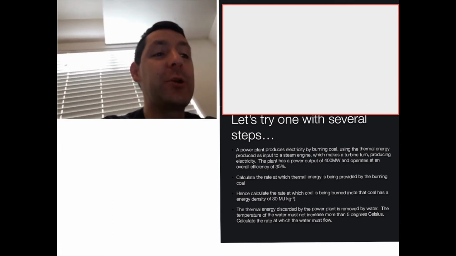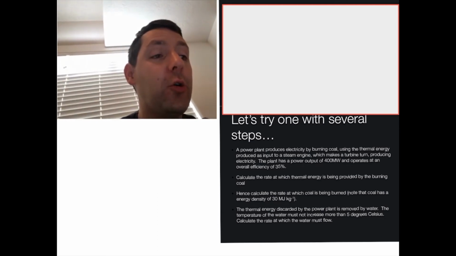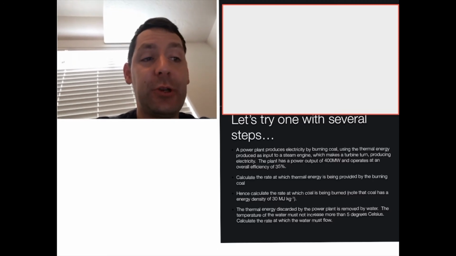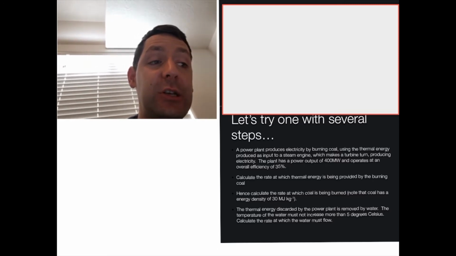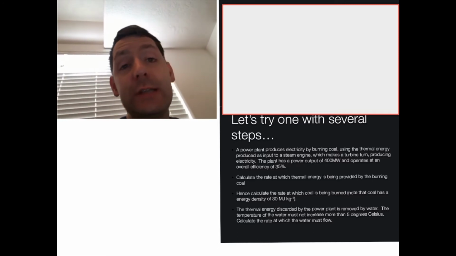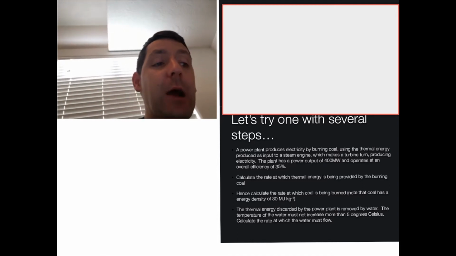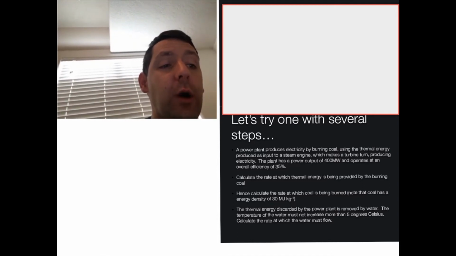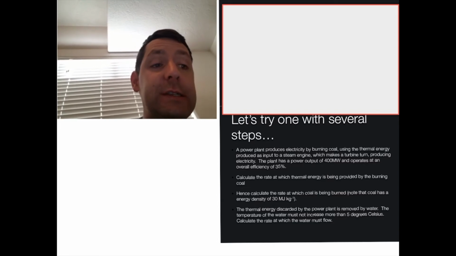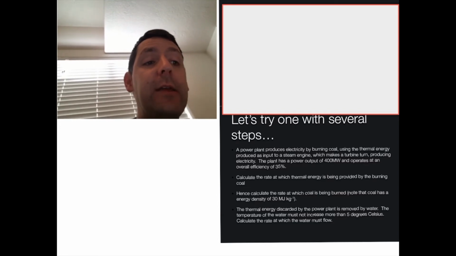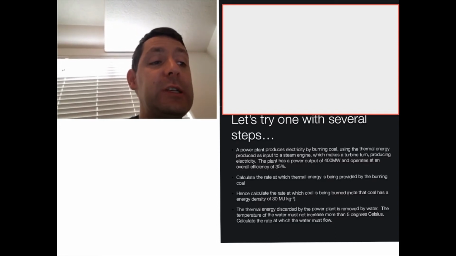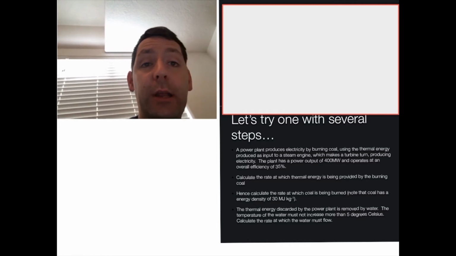A power plant produces electricity by burning coal, using the thermal energy produced as an input to a steam engine, which makes a turbine turn, producing electricity. The plant has a power output of 400 megawatts and operates at an overall efficiency of 35%. Calculate the rate at which thermal energy is being provided by the burning coal.